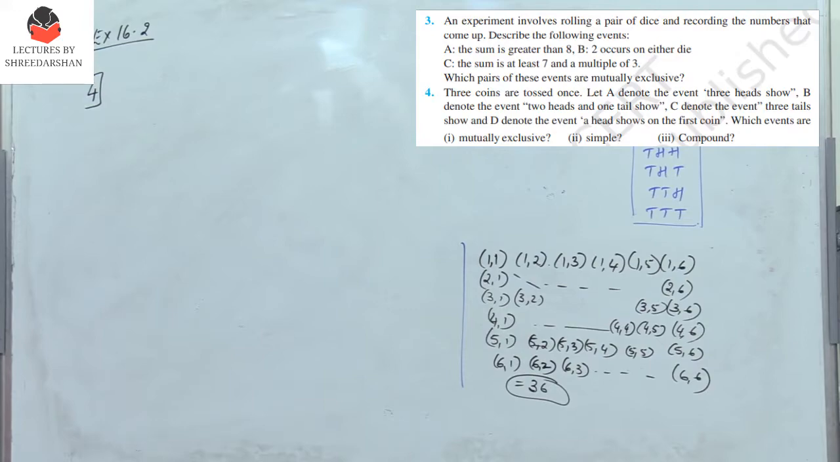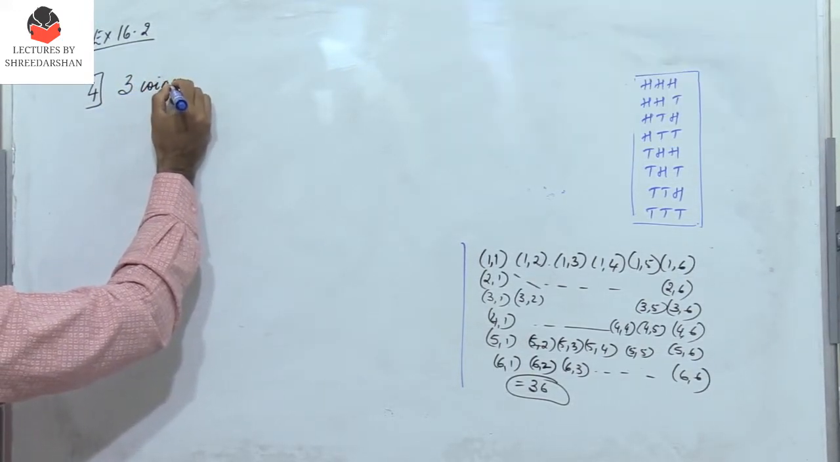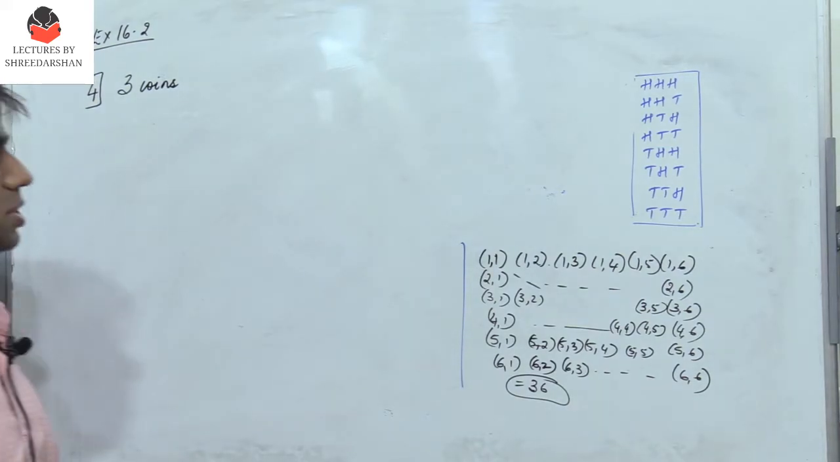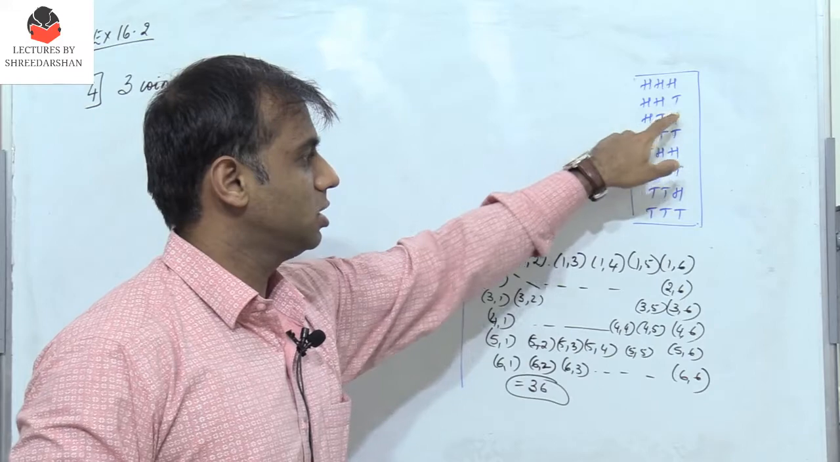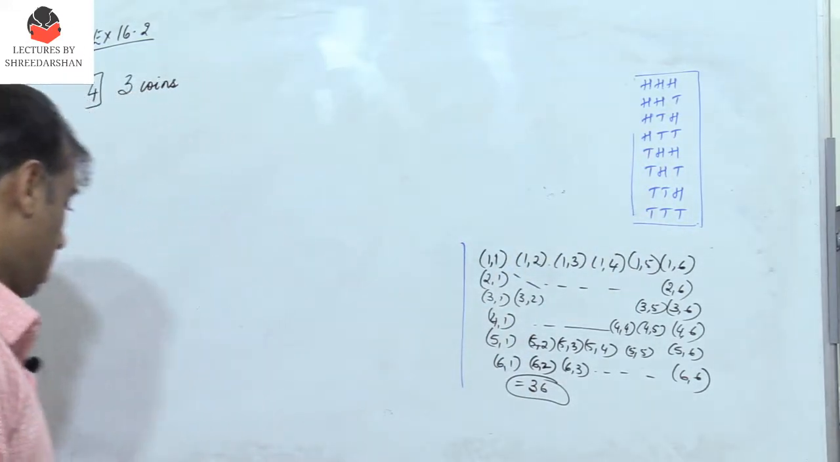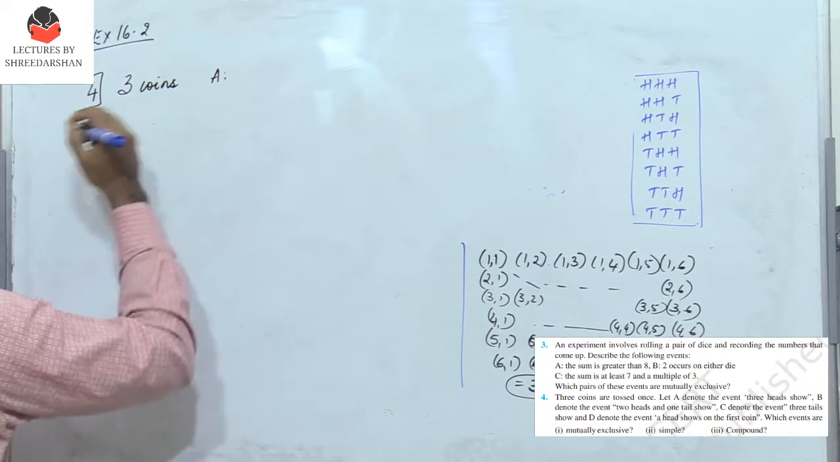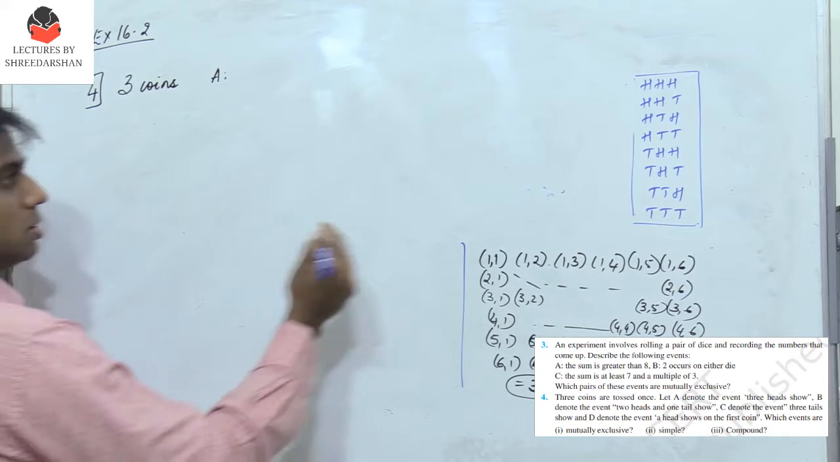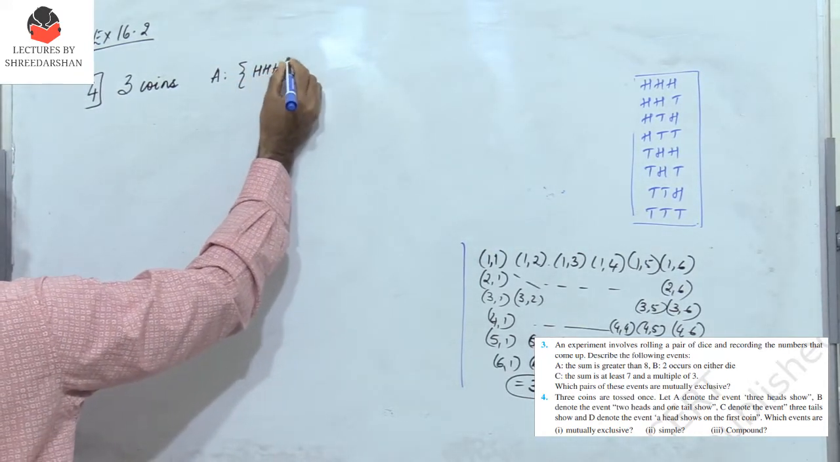So problem 4, 3 coins are tossed. If 3 coins are tossed, this is the sample space. I've just written it here. You get head, head, head, 2 heads and a tail, and so on up to 3 tails. So you have 8 combinations. Event A is defined where we get 3 heads. So it is the first one. So A is nothing but head, head, head.